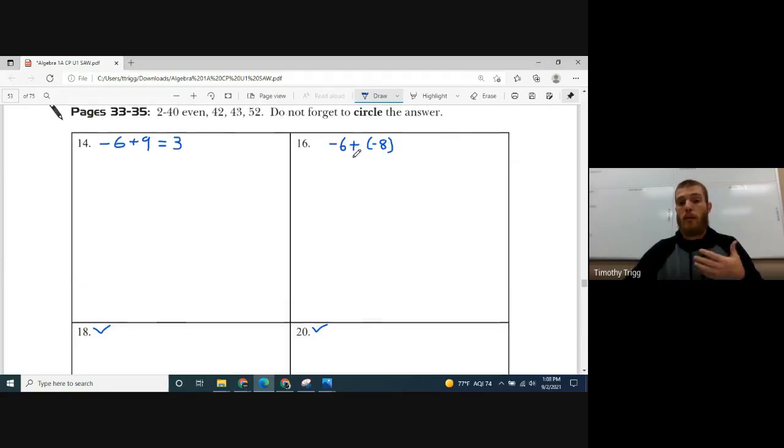In this one, these are not different signs. These are the same sign, they're both negative. So they don't subtract each other, they actually combine together. This is like if you owe me 6 and you owe your friend 8, you would have a total debt. You'd owe 14.